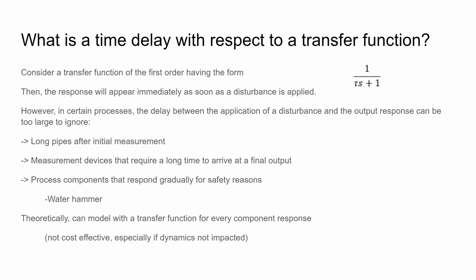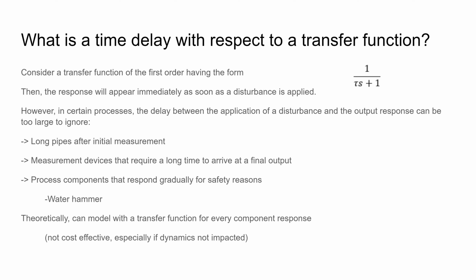And of course, you could have a myriad of other reasons for having a time delay. For example, you could have a process component that responds gradually by design. A good example is water hammer valves. If you have a valve shut off, you want that to shut off somewhat gradually, because if you shut it off immediately, then you'll get what's called water hammer, which can be damaging to the system. And so for these reasons, you may end up with a time delay.